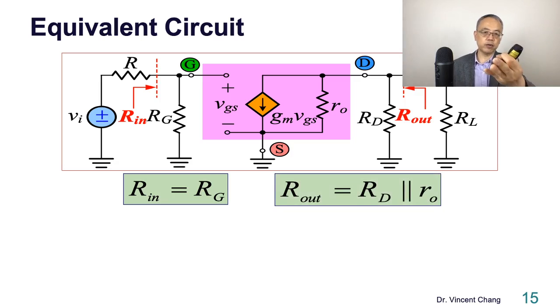Let me ask you this. What about gm VGS? How are we going to handle the voltage controlled current source? Open circuit. Why can gm VGS be treated as an open circuit? Because when you set Vi to 0, VGS is reduced to 0, and the value of the current source is reduced to 0 as well. It can be treated as an open circuit.